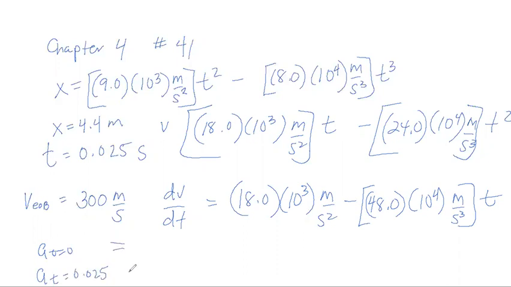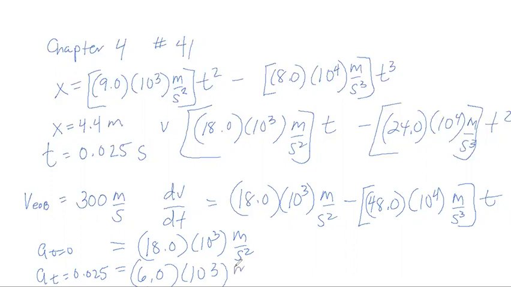If I put in my values for t, at 0 it's just 18.0 times 10 to the third meters per second squared. And at 0.025, it's going to be 6.0 times 10 to the third meters per second squared.